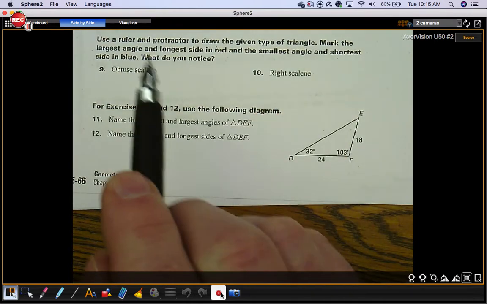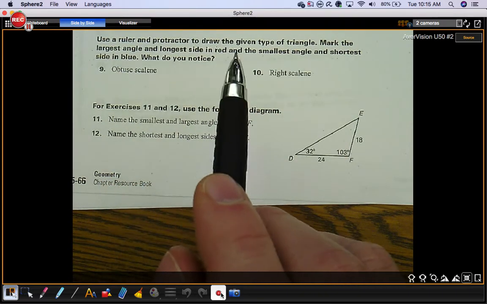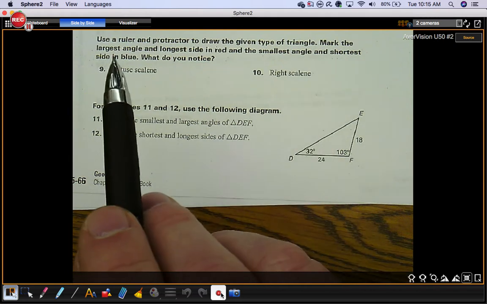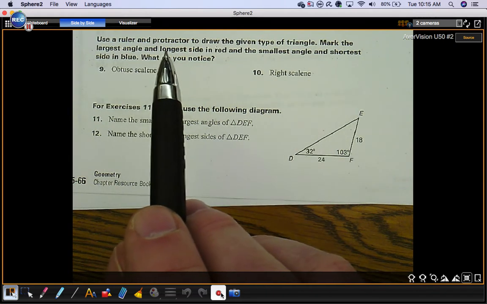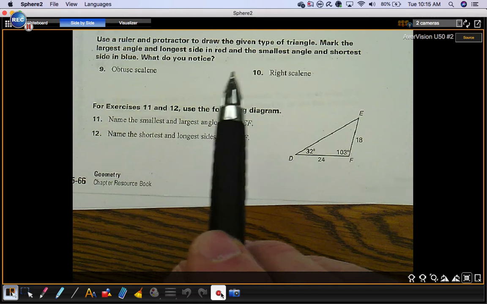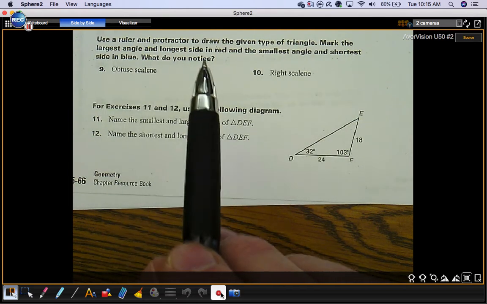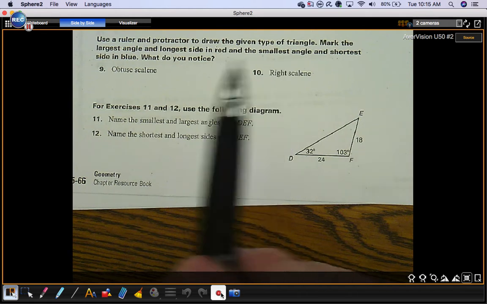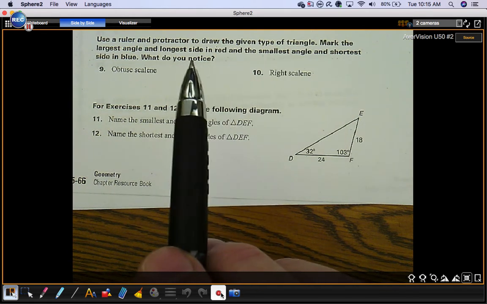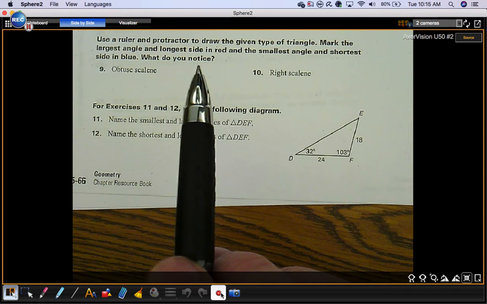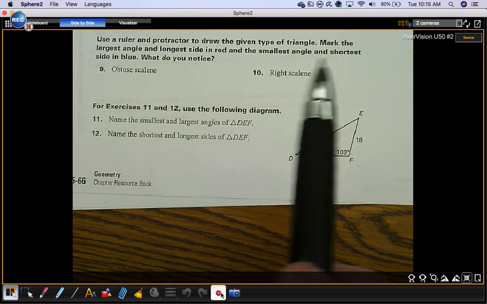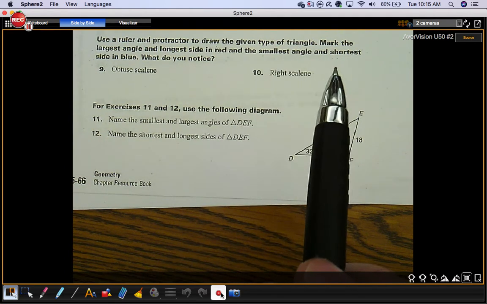Next section asks you to use a ruler and a protractor to draw the given type of triangle. Mark the largest angle and the longest side in red, and the smallest angle and the shortest side in blue. What do you notice? Well, the thing that you're going to notice is the longest side is across from the biggest angle, and the smallest angle is across from the smallest side.